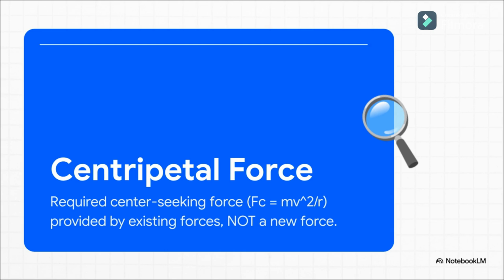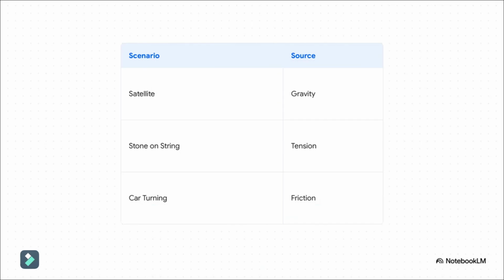Acceleration requires force, right? We call the force required for circular motion centripetal force, which is calculated as mv squared over r. But listen closely to this. Centripetal force is not a brand new magical entity. You're not going to find a centripetal force generator out in nature. It is always provided by an existing force. Let's look at exactly what I mean.